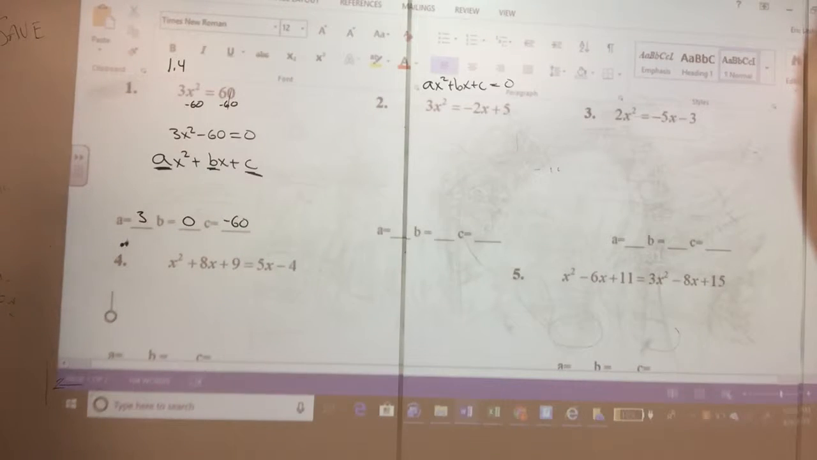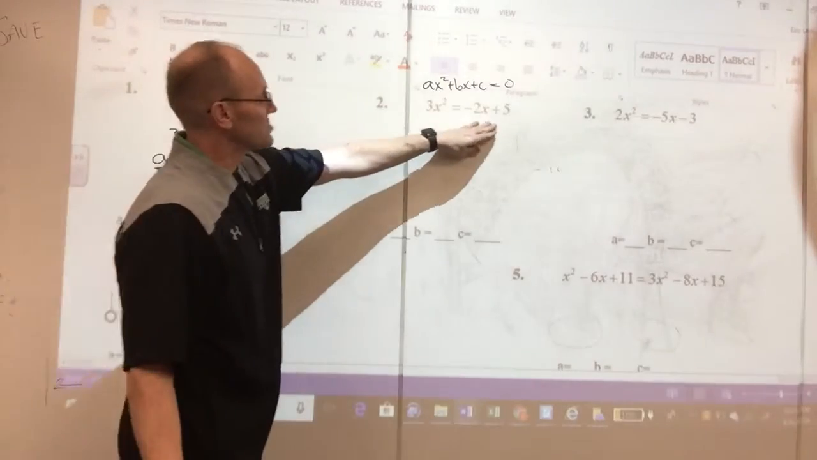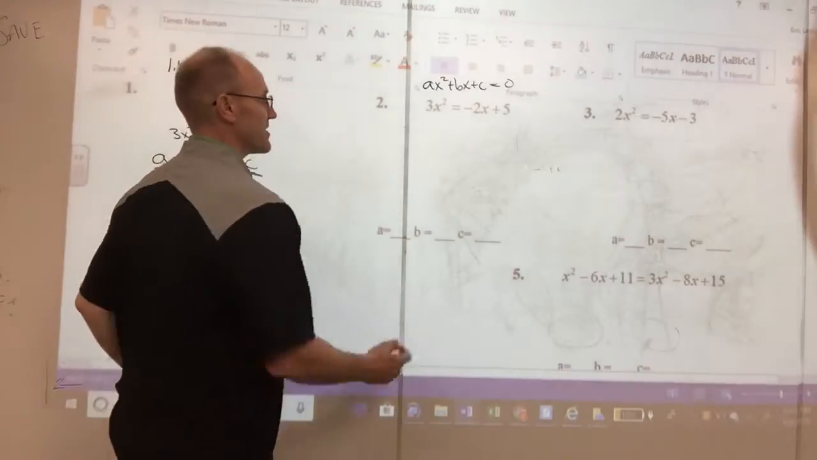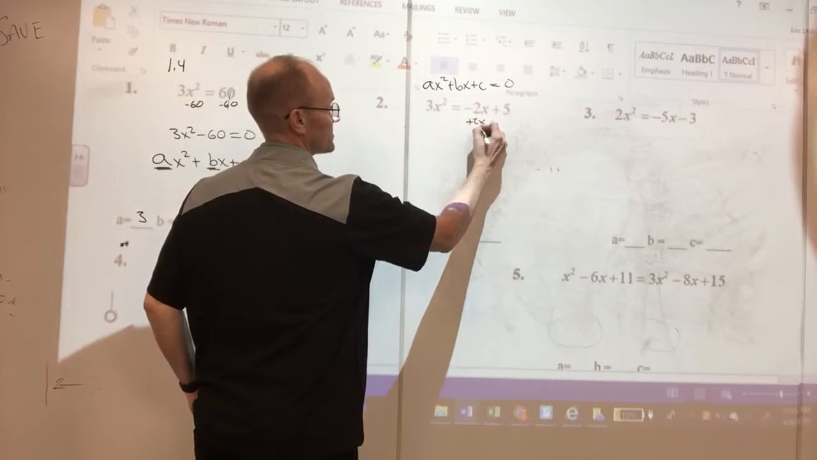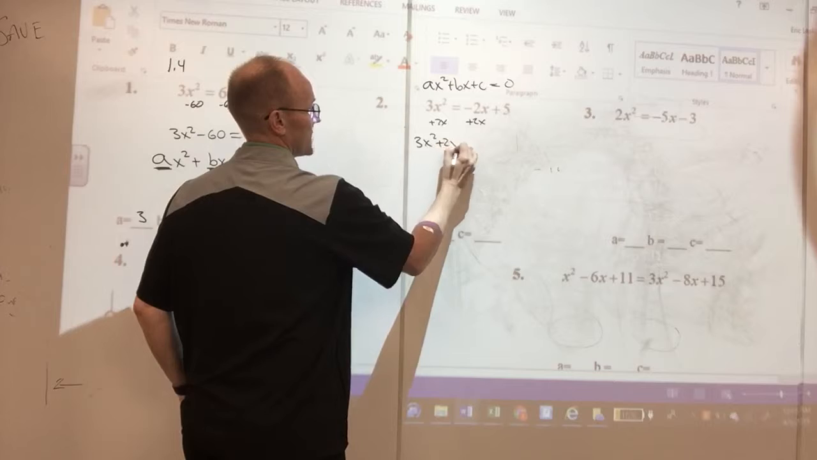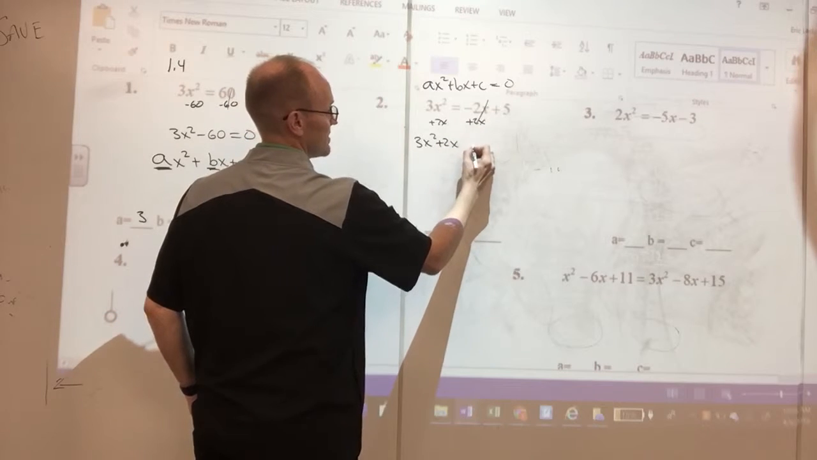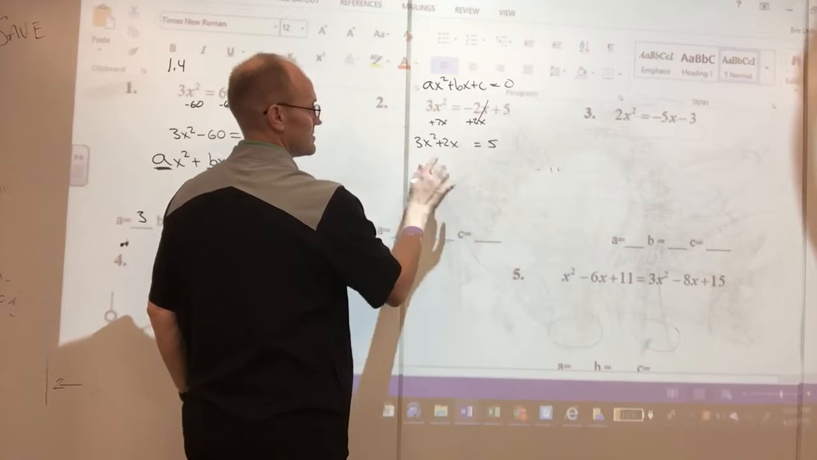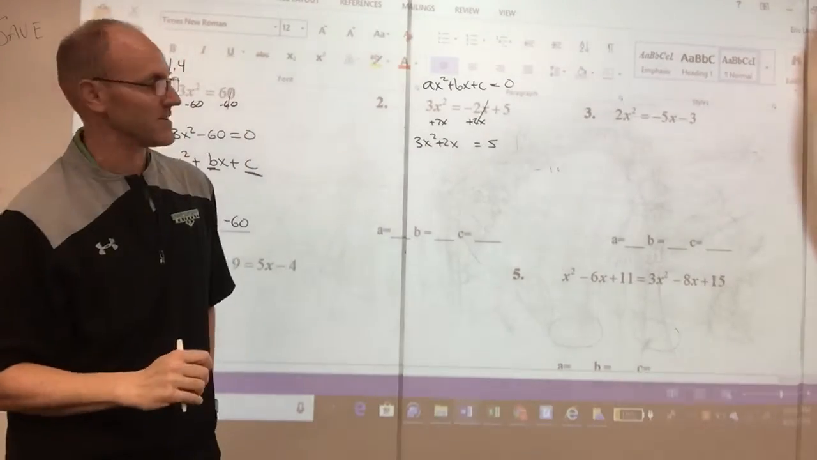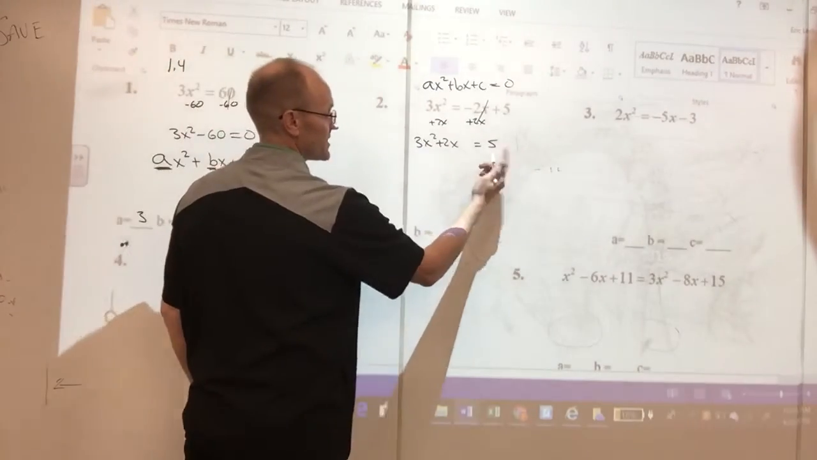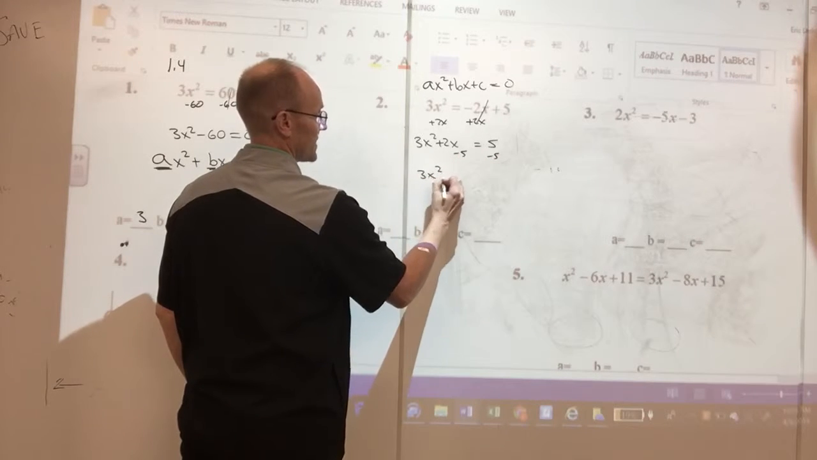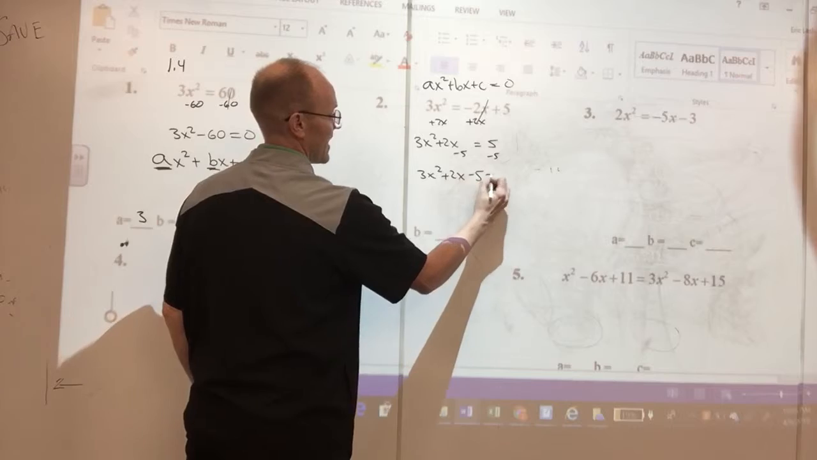All right, let's look at the next one. Here I've got two terms I need to move over. In order to move them, I have to add their opposite. So I'm going to add a 2x to both sides. So I have 3x squared plus 2x, these will cancel out, equals 5. And these are not like terms, one's an x squared, one's an x, don't say that's 5x or 5x squared. Now I need to move this over, so I'm going to add its opposite to both sides. So I end up with 3x squared plus 2x minus 5 equals 0.